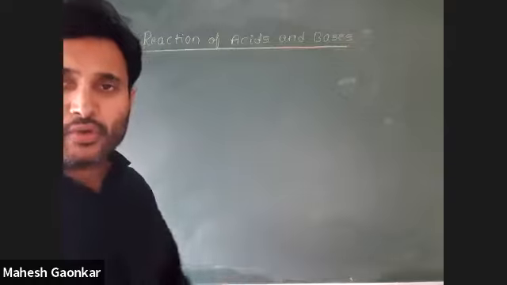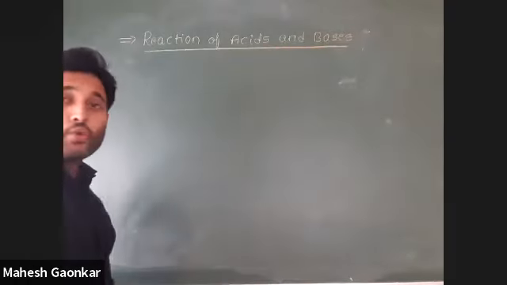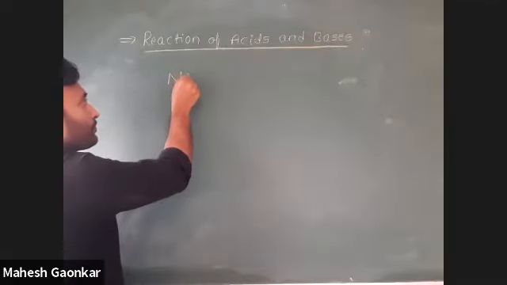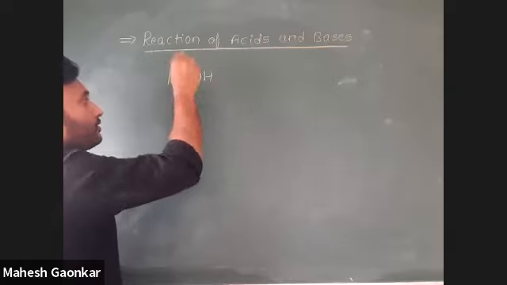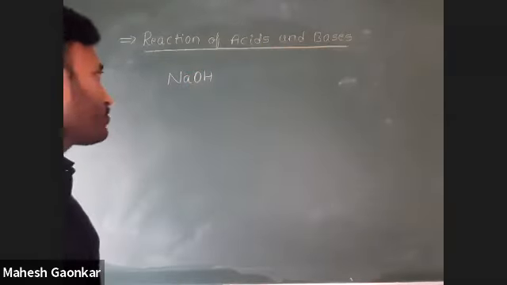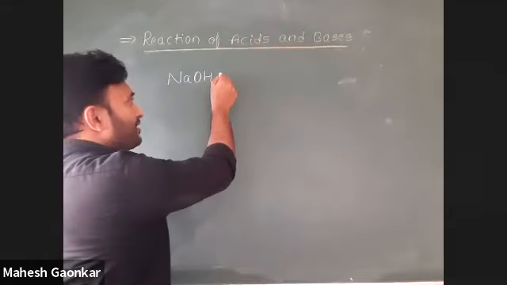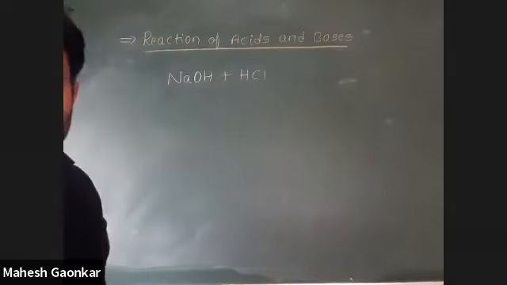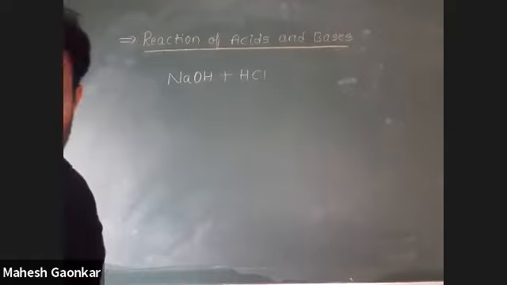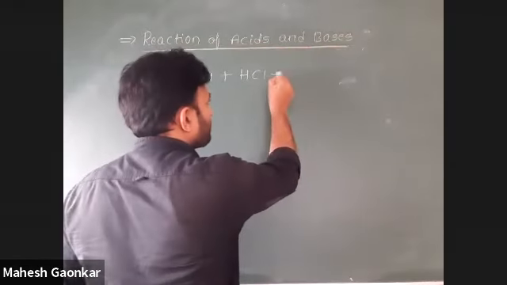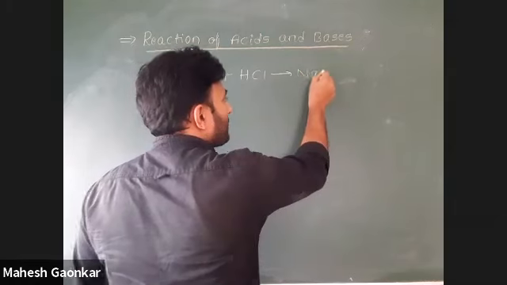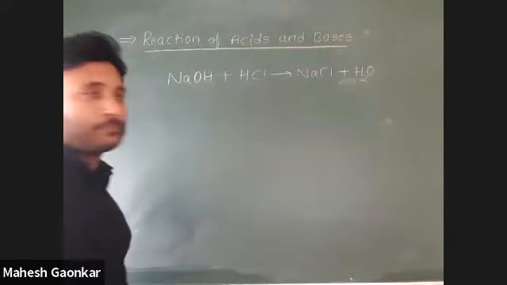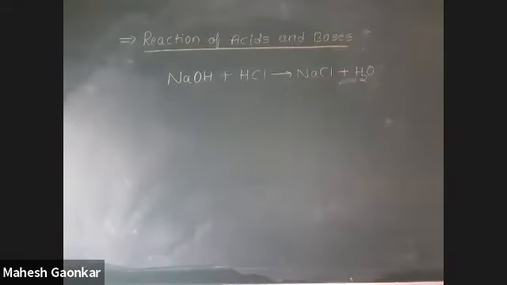Okay, so let us take one simple example. Sodium hydroxide is a base, NaOH. When it reacts with hydrochloric acid, HCl, it gives what? NaCl plus H2O. It gives NaCl plus H2O.